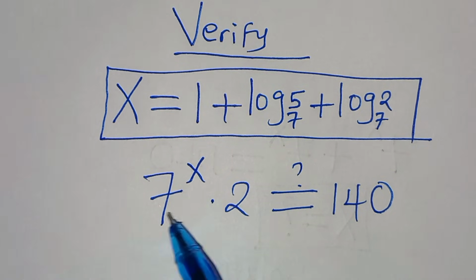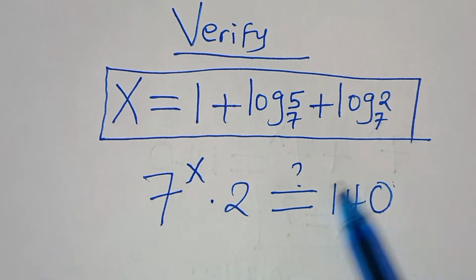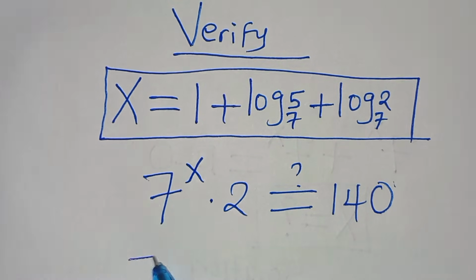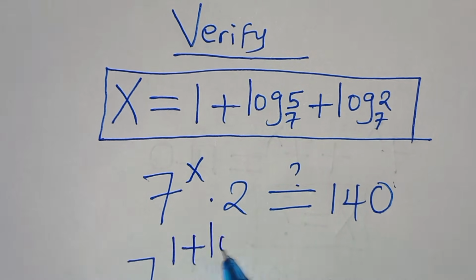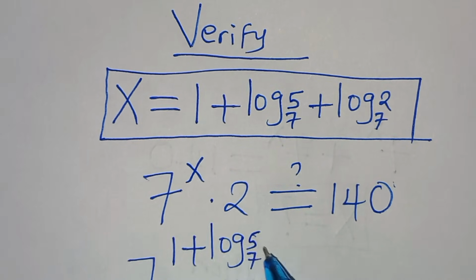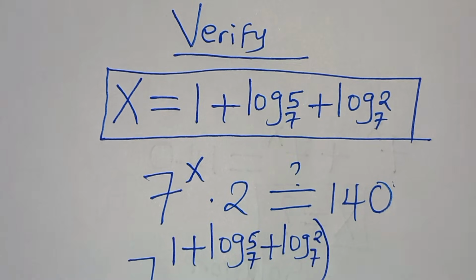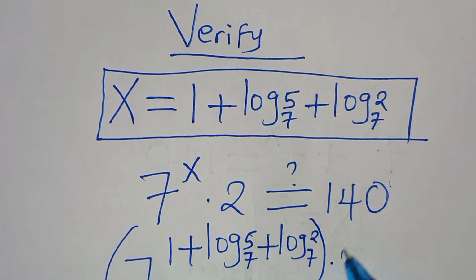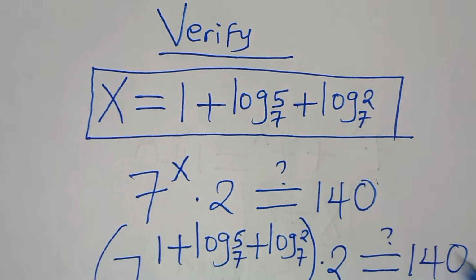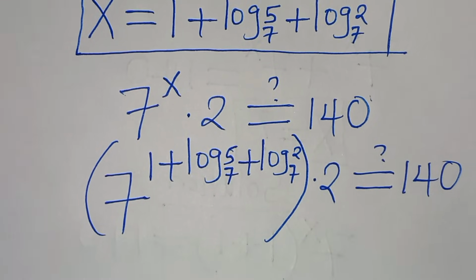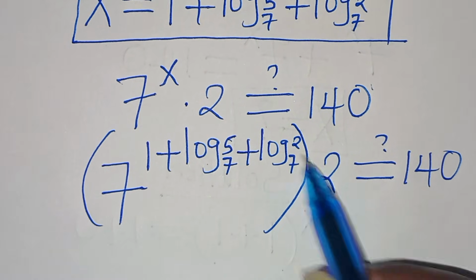Now here we have 7 to the power of x multiplied by 2. This is supposed to give us a value of 140. So let's substitute the value of x, which is 1 plus, this is log 5 to base 7, then plus log 2 to base 7, everything here, multiplied by 2. This should give us a value of 140. So 7 to the power of 1 plus log 5 to base 7 plus log 2 to base 7.